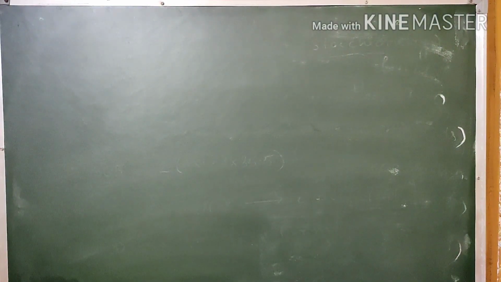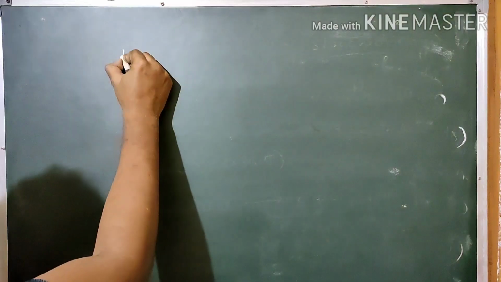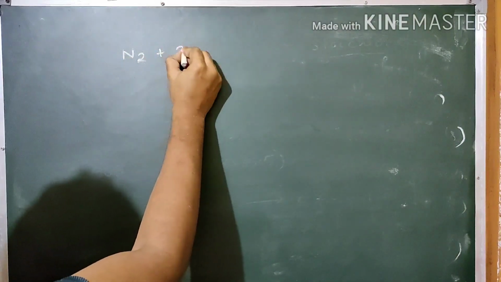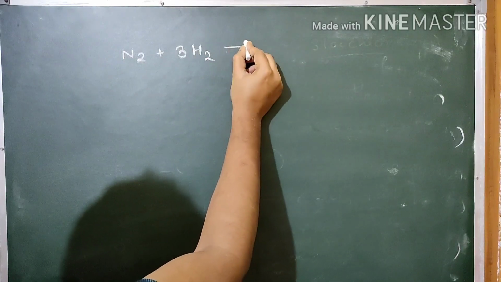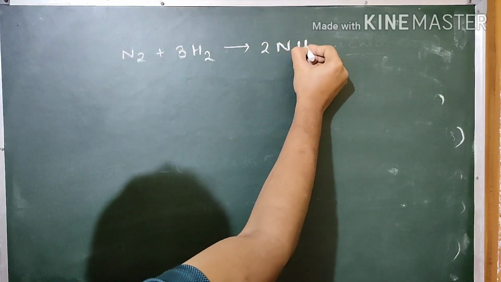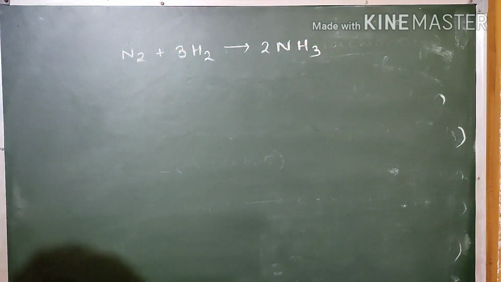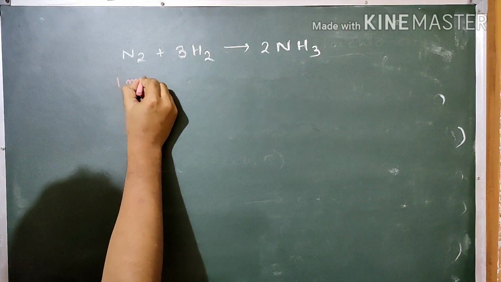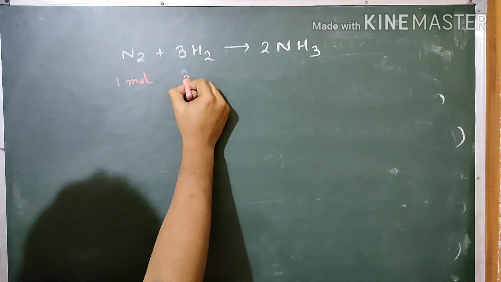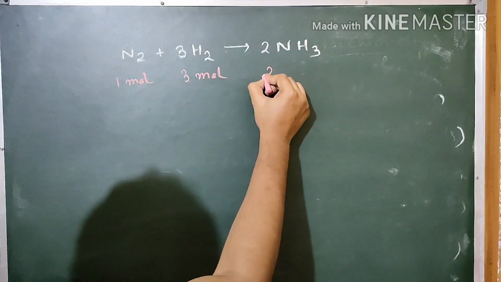Very well known few equations we are going to see. Initially we are not going to go into the complicated terms. Let us see the equation given by N2 plus 3H2 giving rise to 2 NH3. Here clearly we can see it is 1 mole, here it is 3 moles, and here it is 2 moles.